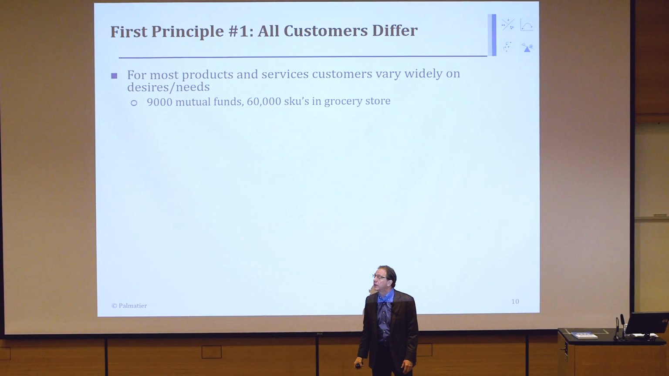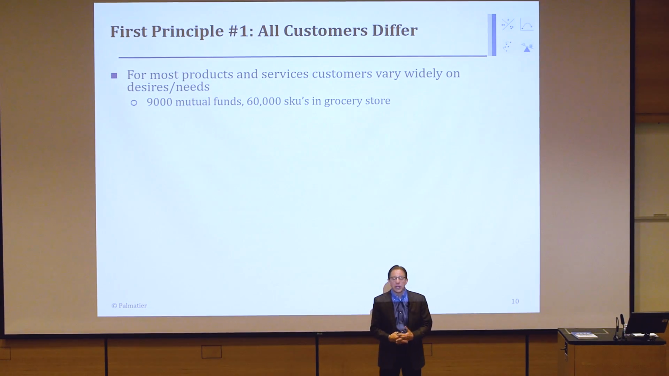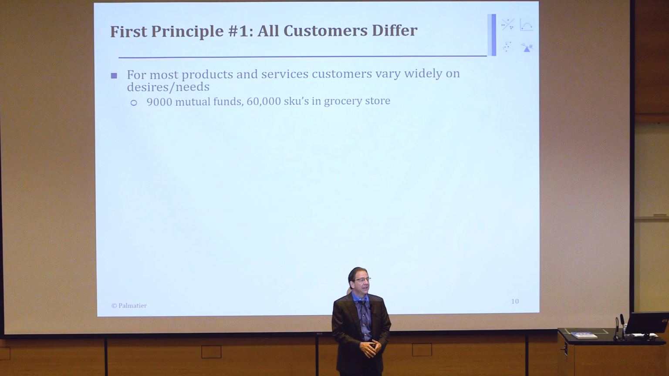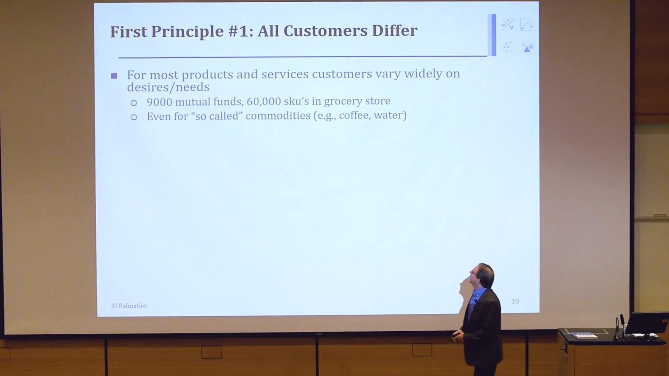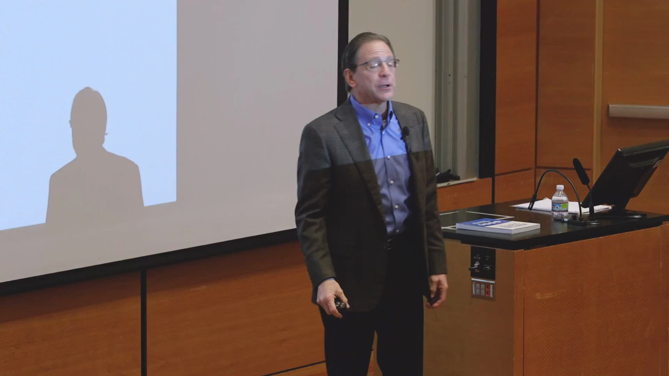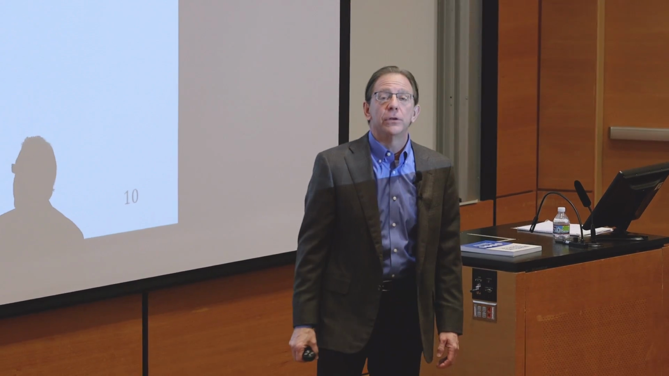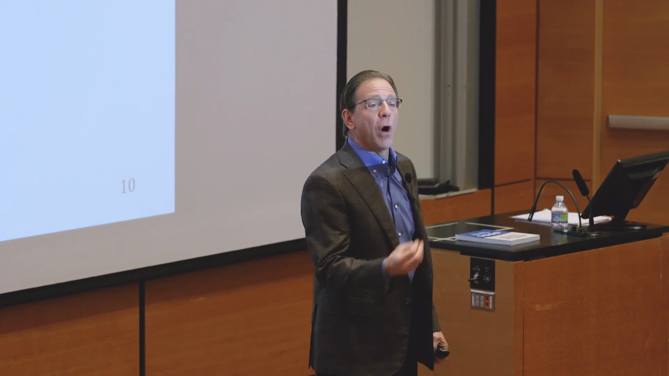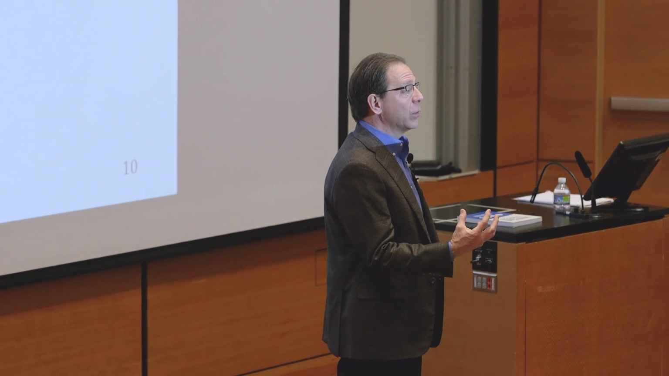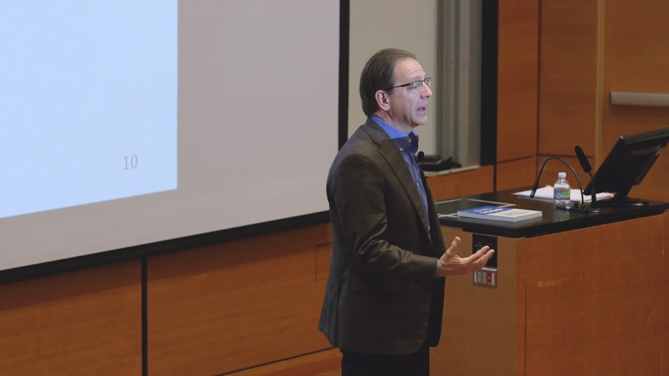SKUs are stock keeping units. 60,000 different things. As you push your cart up and down the aisle, you look at something as simple as bottled water. How many different types of bottled water are there at a typical US grocery store? Fundamentally, it's H2O. It's the same ingredient in every one. Most people would consider that a commodity.